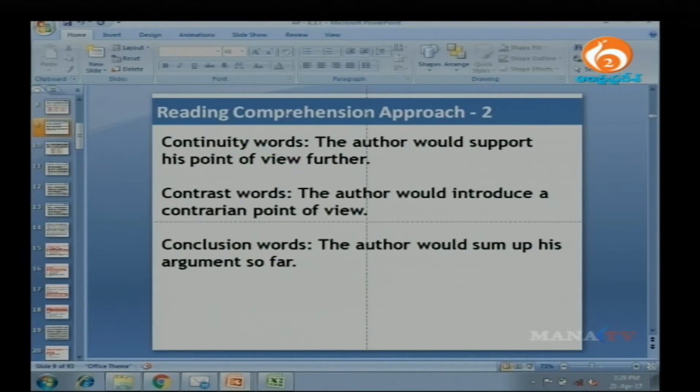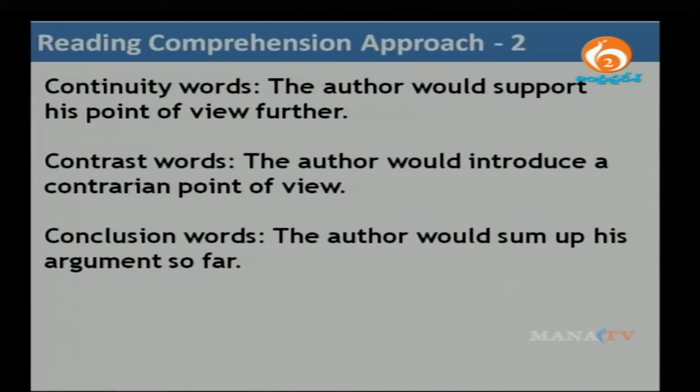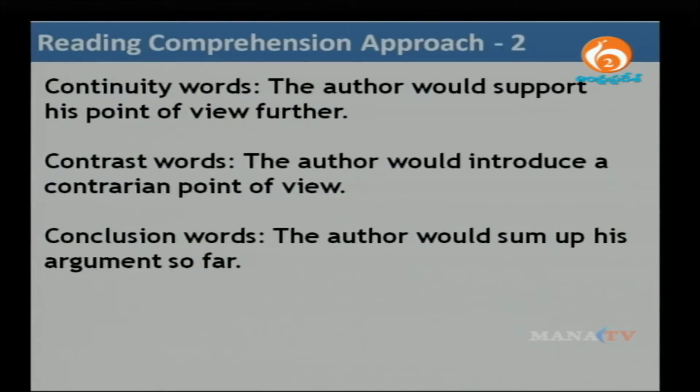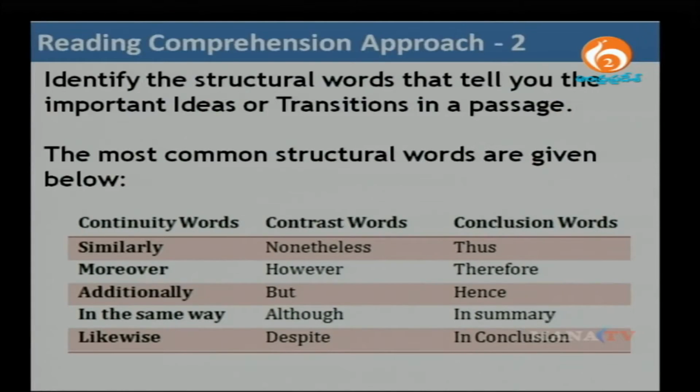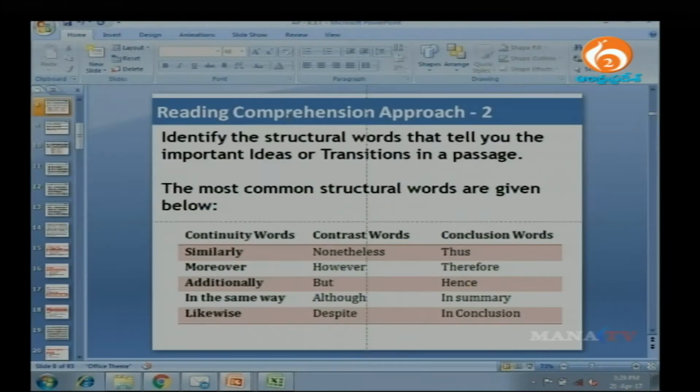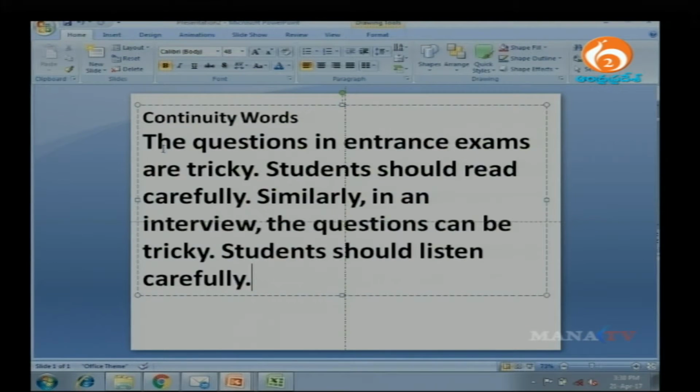What do we mean by contrast words? Contrast words, the author would introduce a contrarian point of view. Contrarian means opposite. Continuity means I am supporting it. I said one thing, I am saying the second thing and I am supporting both, means both are same. But when I talk about contrast words, these are contrarian points of view. Basically, I am going the opposite way. What are the words? Let's look at some of the words: nonetheless, however, but, although, despite. Let's look at the examples.